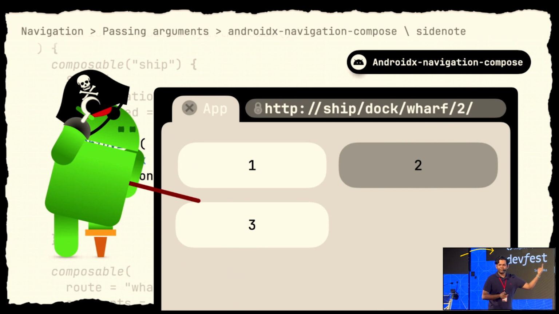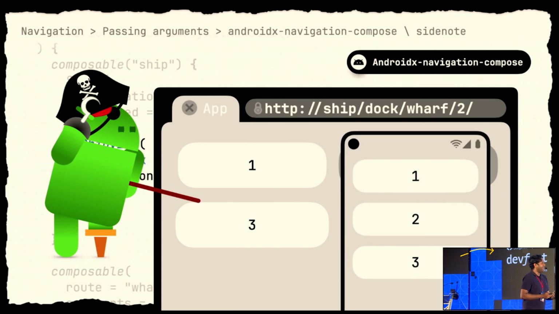So on the web, at the top, we have a URL that looks like that. But on Android, we don't have an address bar. So what's up with that? Why are we modeling our URLs similar to the web when we don't have a URL to type in? So I don't really agree that that's the best way to model navigation.